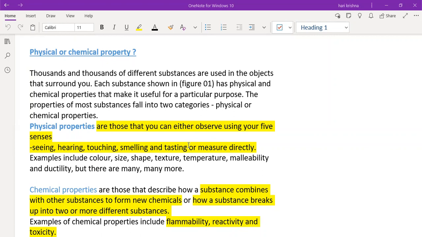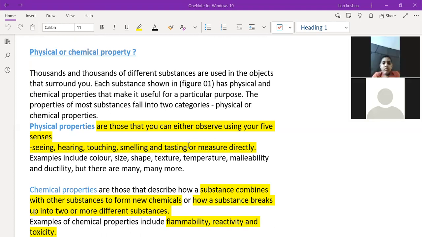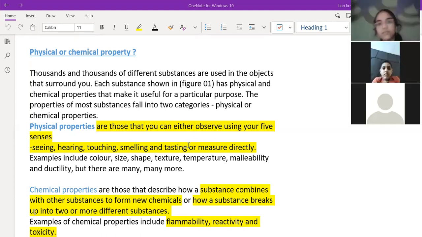Understand? Yes, sir. Ductility means the conversion of a solid thick cube into thin wires. Not a thin sheet, but thin wires. That is the ductility. Clear now?